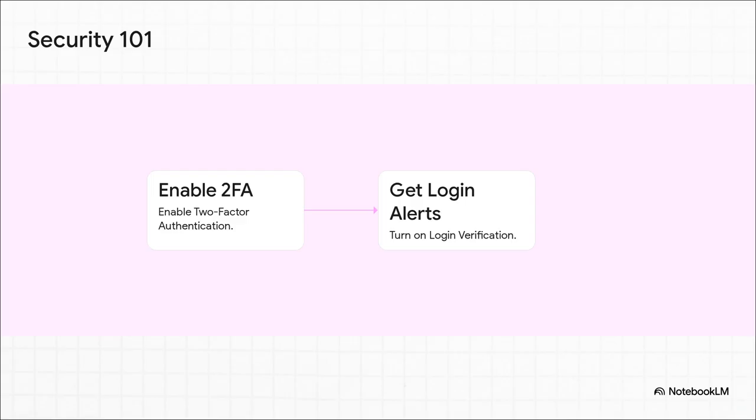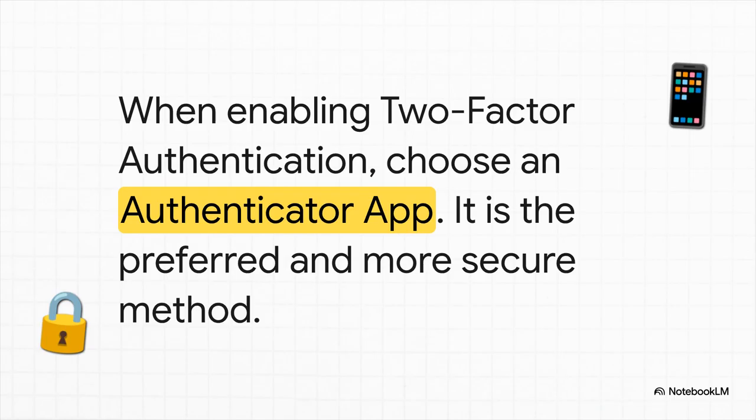And while you're in there, turn on login verification alerts so you get a heads up if any new device tries to access your account. Now here's a super important pro tip. When you're setting up 2FA, X is going to give you a few options. Always choose Authenticator app. Why? Well, because those SMS texts can actually be intercepted. An app like Google Authenticator or Authy is just way more secure. It's the right way to do it.